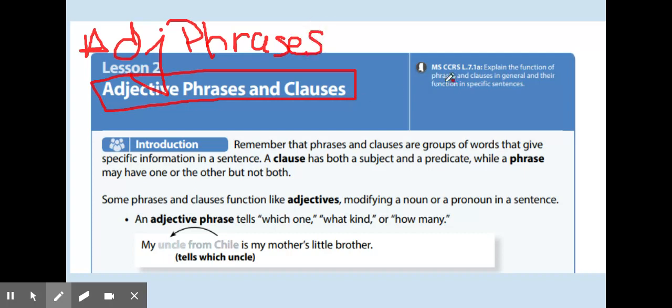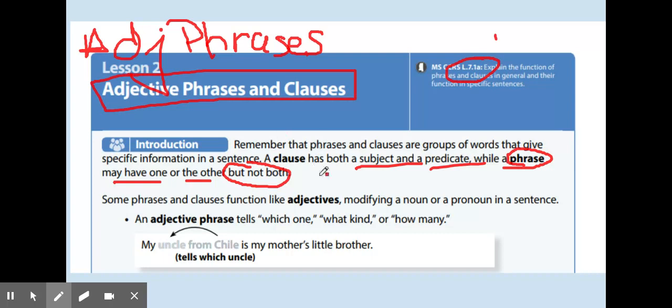All right. So if you notice, it's the same as last week. We still are working with the exact same standard. It is our Mississippi College and Career Readiness Standards, language standard number 7.1. We're explaining the function of phrases and clauses in general and their function in specific sentences. So we've got to remember that a phrase and clause is a group of words that give specific information in a sentence. A clause has both a subject and a predicate, but a phrase may have only one or the other, but not both. It does not have both a subject and a predicate or a verb.